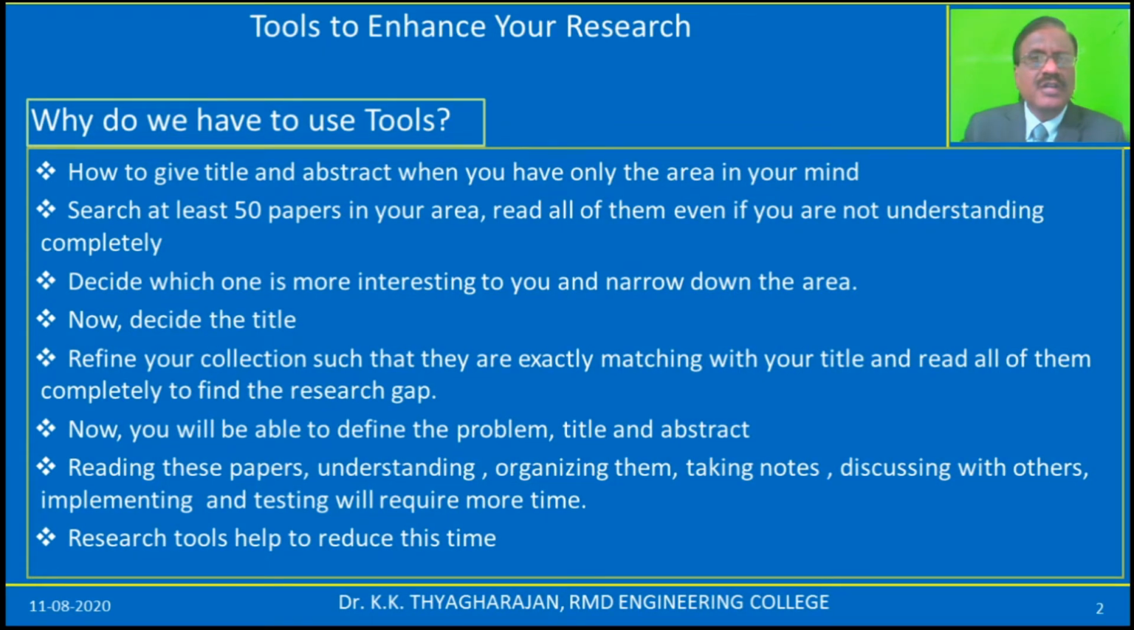When you start your research, you will have only an area in your mind. You have to give the title and abstract. How to proceed? First, search at least 50 papers in your area. Read all of them, even if you are not understanding completely. Decide which one is more interesting to you and narrow down the area. Now, you will be able to decide the title.